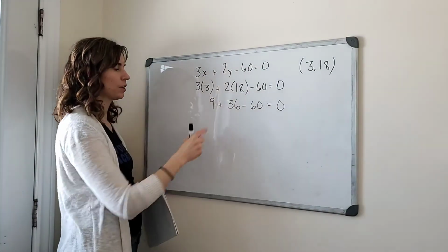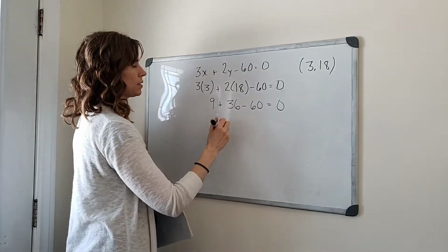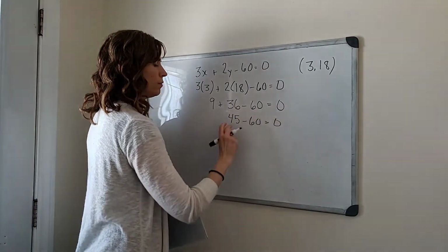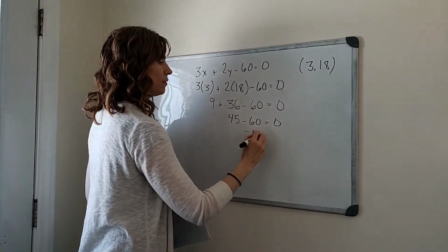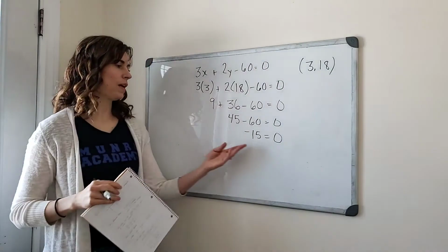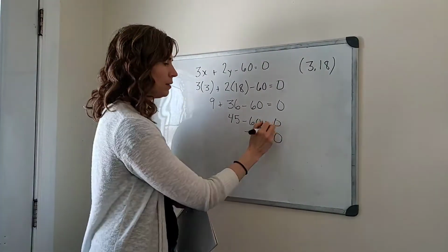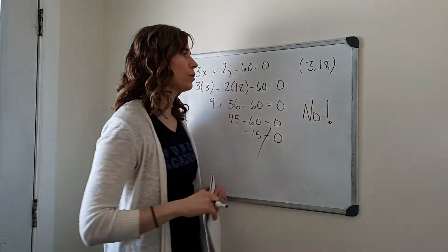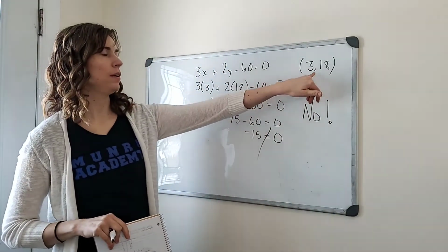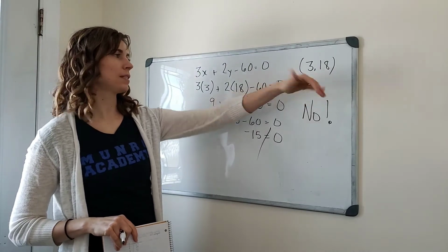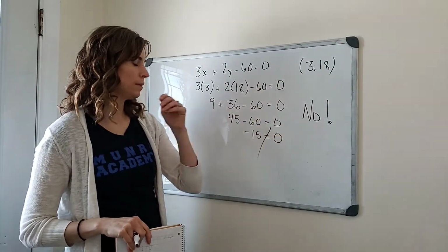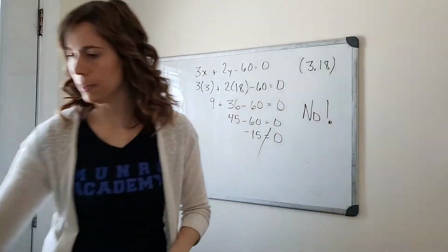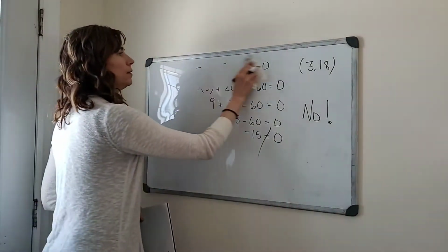Okay, let's combine our like terms here. So 9 plus 36 is 45. 45 minus 60 is minus 15. Oh no, is minus 15 equal to 0? Absolutely not. So no. They could not have 3 pieces of 3 and 2 pieces of 18. That doesn't work, right? Okay, great. Let's go to our next one they asked us then. Erase that.